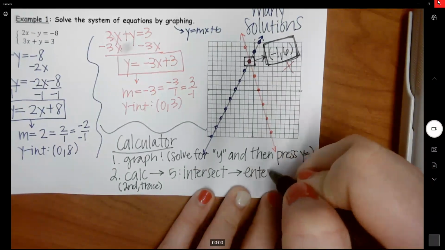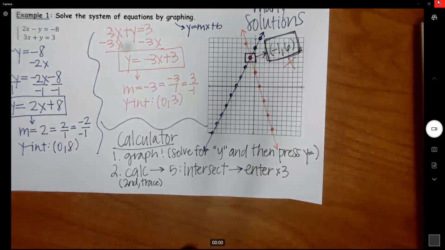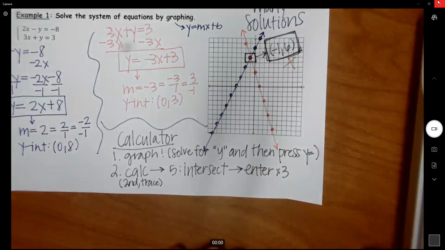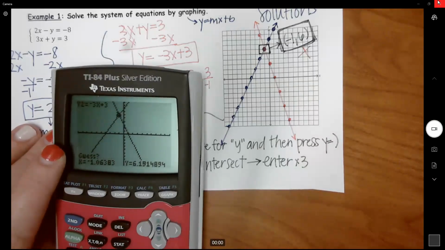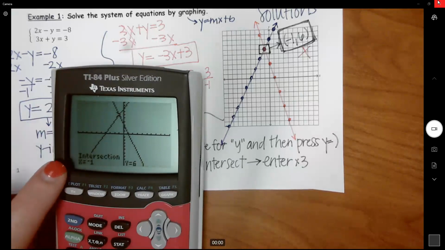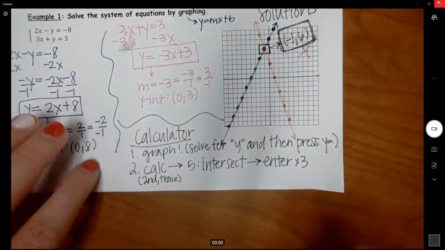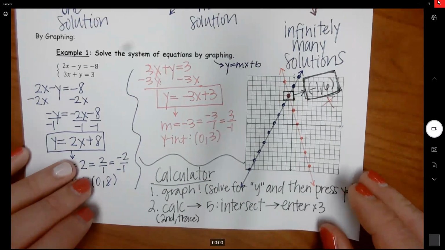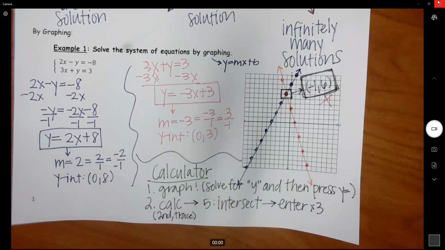You're basically going to hit enter 3 times. And then you'll get your answer. So ask for first curve, enter, second curve, enter, guess, enter, and now you've got your answer right there. Okay, if you did not get that, rewind this video and go over that because this is going to be a very helpful tool, not only in this class, but in future classes as well.